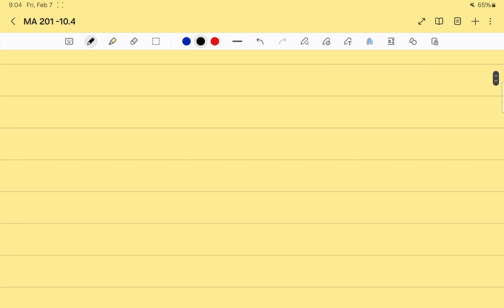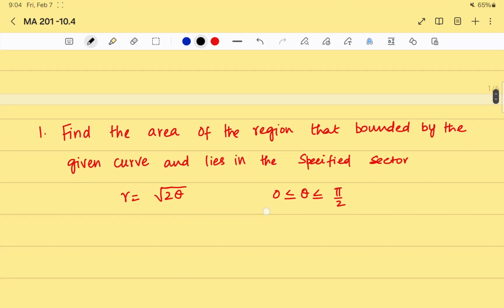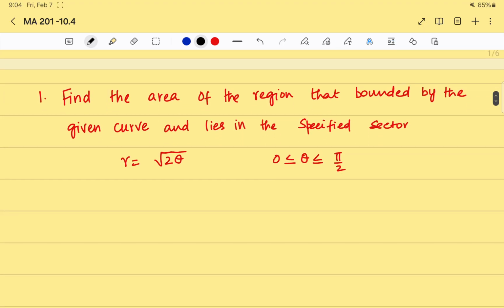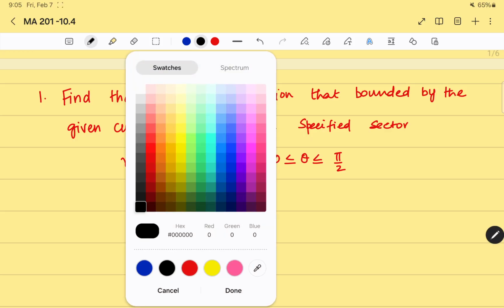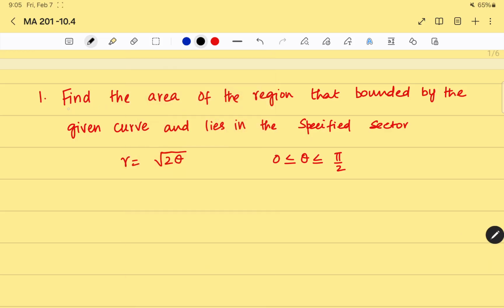So let's go to the first question. Find the area of the region that is bounded by the given curve and lies in the specified sector. That means you are going to find the area. So let me start now. Please underline the words find area.